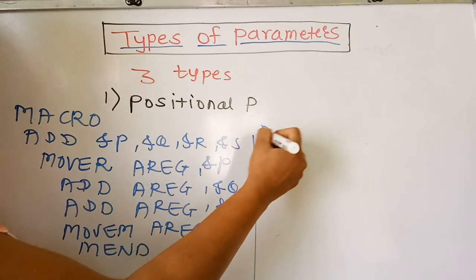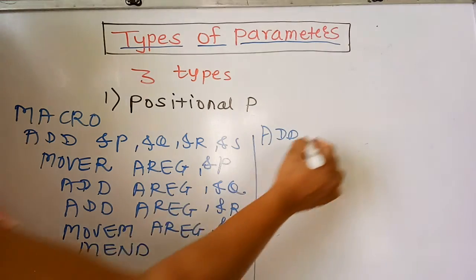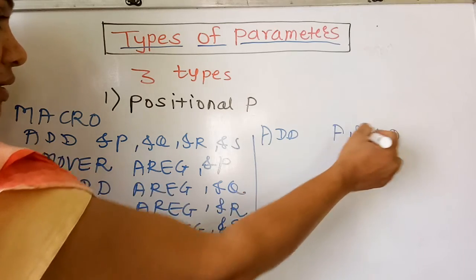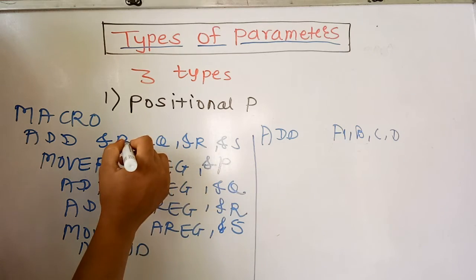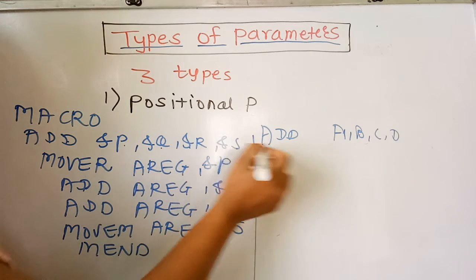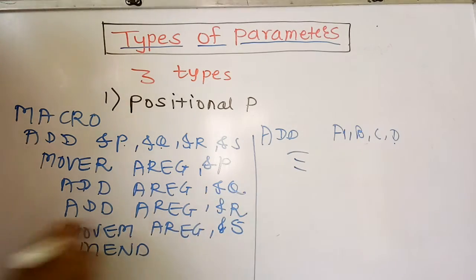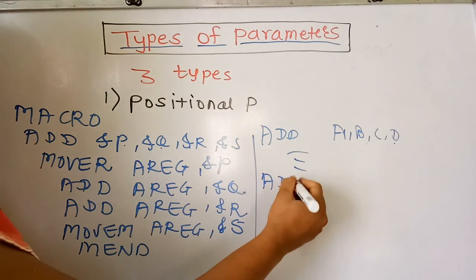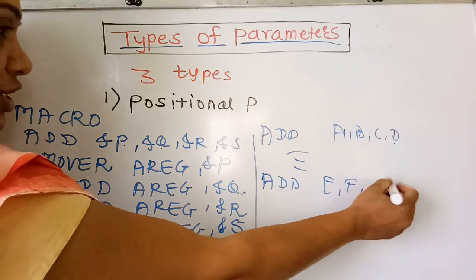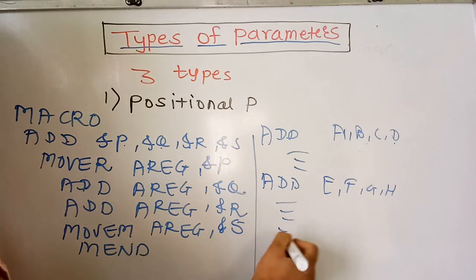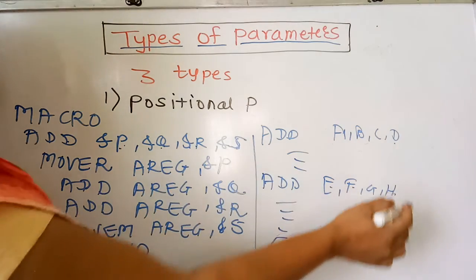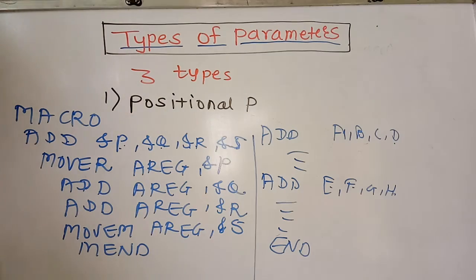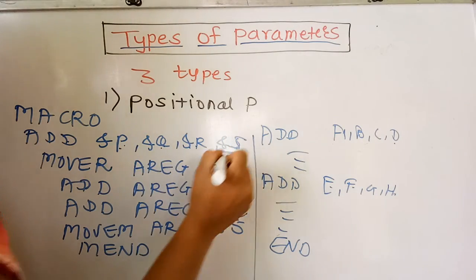For example, here we will call the macro like add and pass the values like a, b, c, d. Means actually the values of a, b, c, d are assigned to P, Q, R, and the answer is stored into d. And again, if you do the call like add e, f, g, h, then the actual values of E, F, G are passed to P, Q, R and the S value is copied into h as the final value. So positional parameters are always used at the place of operand. Here it is operand 2.